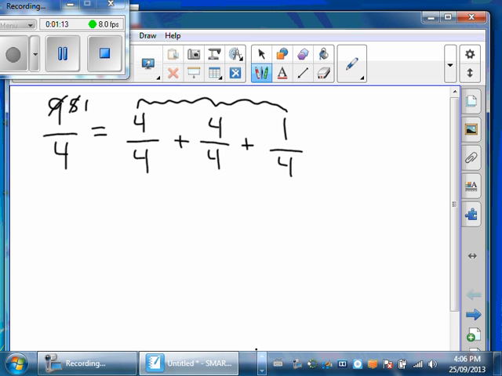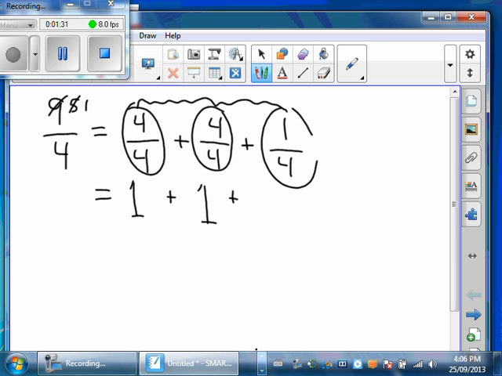So 9 over 4. Well, now we can say that this is 4 over 4, and we know that 4 over 4 really just means 1. And since this is 4 over 4, this in fact means 1. And this is a part of a number. This is 1/4. Well, now if we add this together, we have 1 plus 1 is 2 and 1/4.